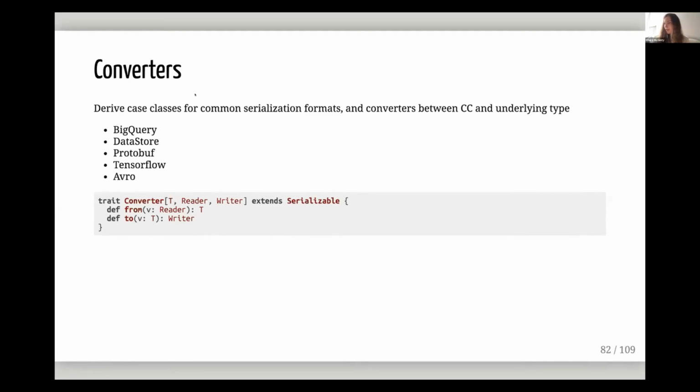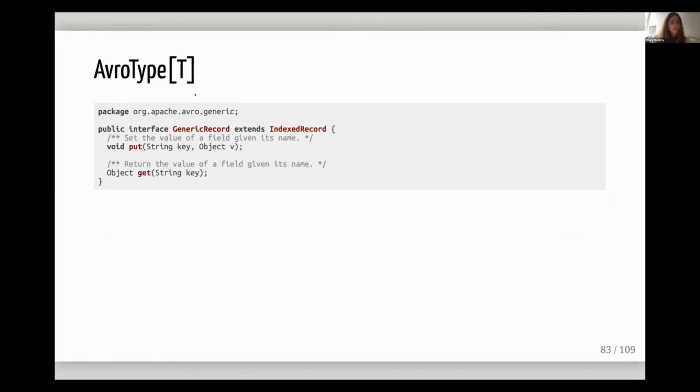But the reader and writer types are a little bit more complex. They both refer to the deserialized data representation, but the reader type represents the data as it is read from binary into the format, whereas the writer type represents the data that you can actually write to. So most of the time these are the same, but there are a few exceptions, and I'll give an example in a couple slides. So I'm going to go into the Avro converter, Avro type.